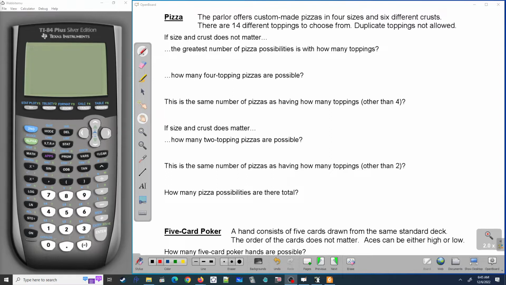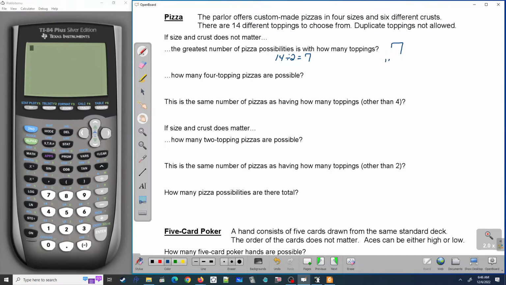Now, if size and crust do not matter, I would like to figure out the greatest number of pizza possibilities in terms of combinations is with how many toppings. So I guess what I'm saying is, are there more ways to do 1-topping pizzas, 9-topping pizzas, 13-topping pizzas? Well, in the end, we've talked about this once before. If you want the most number of combinations, you're going to find it at the halfway point of the number of choices or options. So if I take 14 and divide it by 2, I will come up with 7. So that is where I will find the most possibilities.